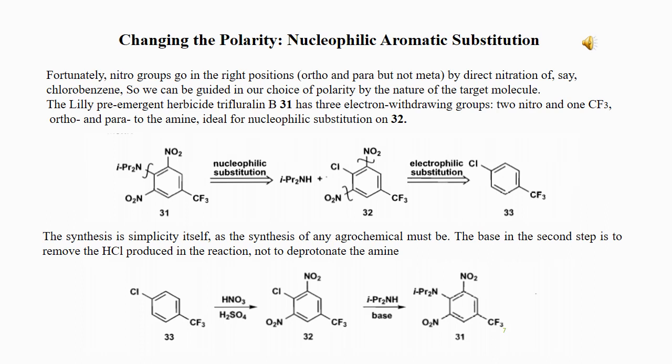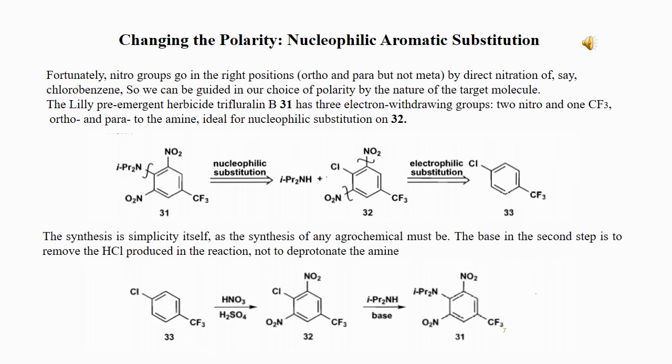Now the pre-emergent herbicide trifluralin, 31, has 3 electron withdrawing groups. Look at this: so many electron withdrawing groups are making the aromatic ring potent for nucleophilic aromatic substitution. These 3 groups, 2 nitro groups and 1 CF3 group, are ortho and para to the amine. 32, which we are discussing, has become ideal for nucleophilic substitution due to all these electron withdrawing groups.